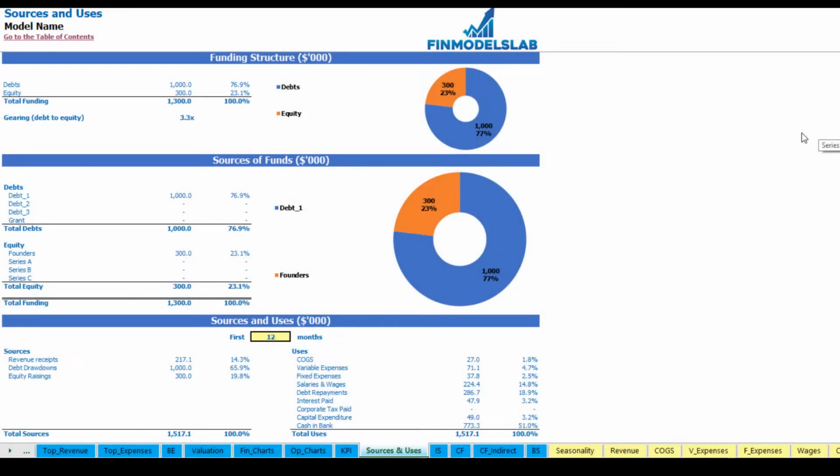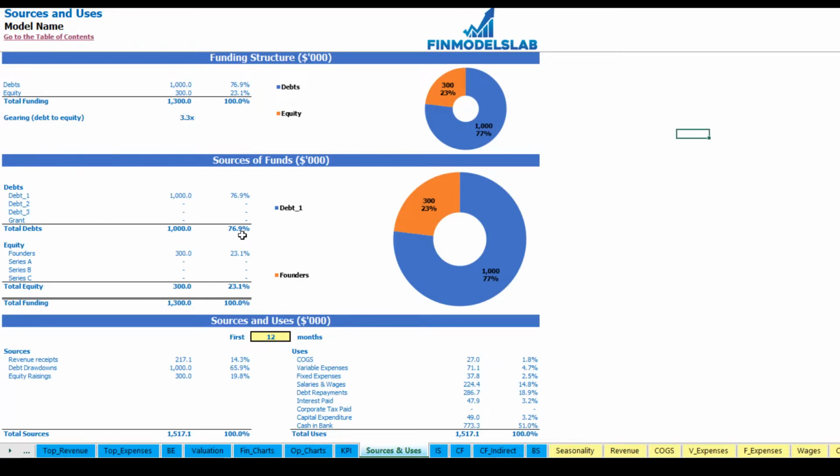On the Sources and Uses tab, you may see the main sources of cash and main uses of this cash. So on the top you may see the funding structure, which is broken down by debts and equity amounts, and on the charts you may see the actual breakdown. Also you may see the gearing or debt to equity ratio here.